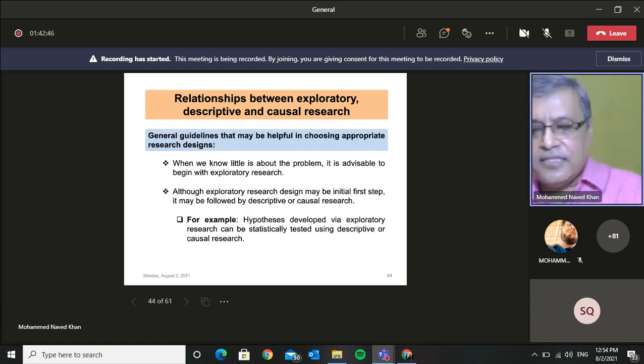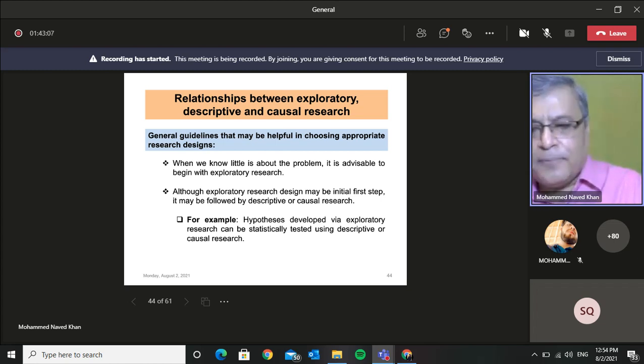See, there are certain general guidelines which have been suggested by researchers to choose the appropriate design. Let us see what these guidelines are. When we know little about the problem, go for exploratory research. When we know little about the problem, you should go for exploratory research.